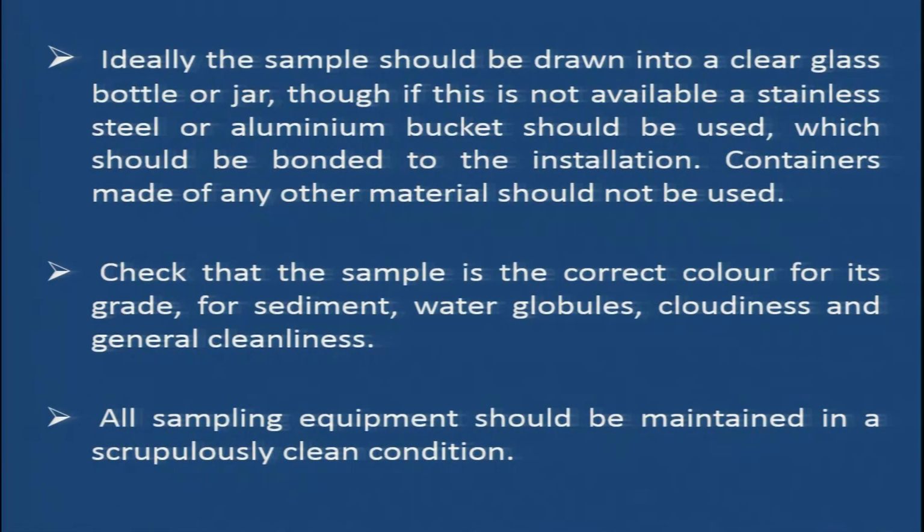Ideally, the sample should be drawn into a clear glass bottle or jar, though if this is not available, a stainless steel or aluminum bucket should be used, which should be bonded to the installation. Containers made of any other material should not be used. So, generally the fuel sample is taken in a glass transparent bottle, and in case we do not have this glass jar, then stainless steel or aluminum buckets can also be used, but any other material is not advisable.